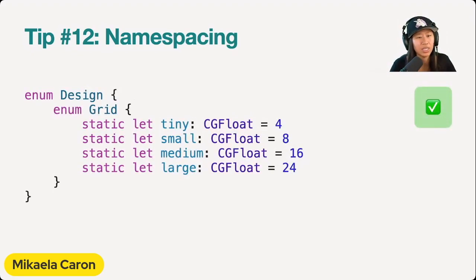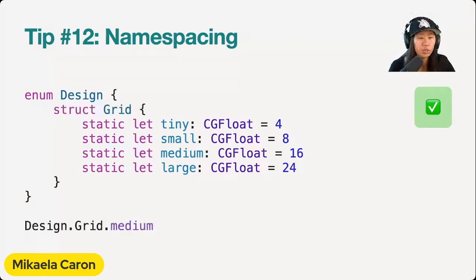This could look something like this: an enum called Design, and inside of that an enum called Grid, and then we have 4 different properties for, say, sizes that we make for padding within our application. This is nested because when we actually go to use it, we have Design.Grid.medium. The only way to actually access Grid is to go through Design. So we can't really use Grid anywhere else within our code alone. We have to use it with Design. This also gives you better scoping and helps you understand how everything works.